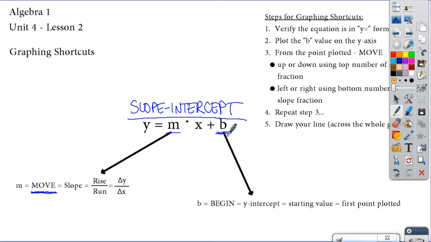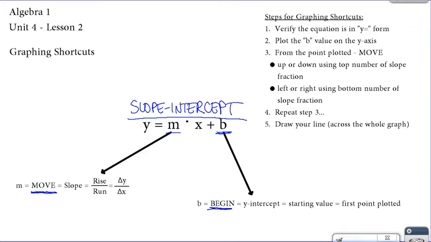There's also the b value, and again, the cue word there would be begin. So that's the first point that we plot. It's the y-intercept starting value. And here are the steps listed out to graph these. First, verify that the equation is in y equals form. Second step, plot the b value on the y-axis. A plus b would be up, a minus b would be down.